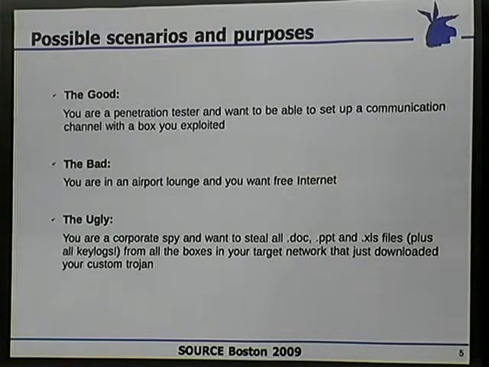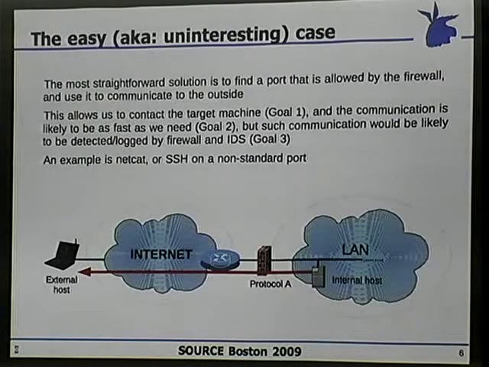And finally, the one which I think is the most interesting scenario is if you happen to be a corporate spy, or if you want to defend against a corporate spy that is after you, trying to steal all documents, all Excel files from all the laptops in your network through a custom Trojan that is going to have your people download it. So there are various scenarios that we can think about. In all cases, we want to create some covert communication channel.